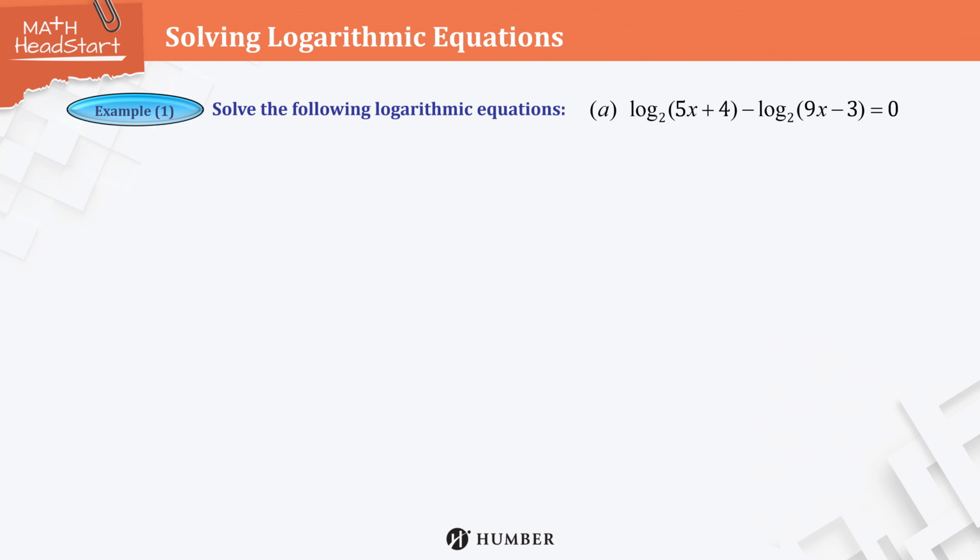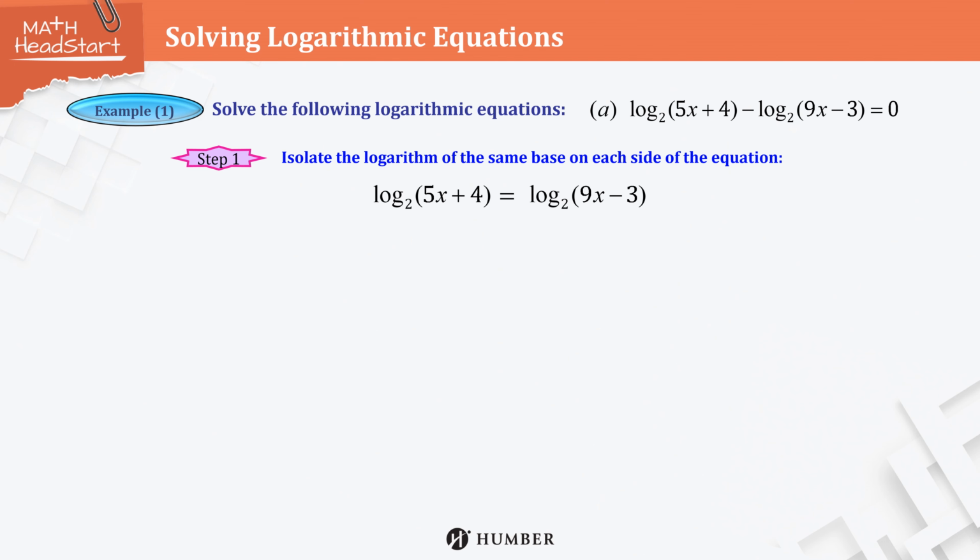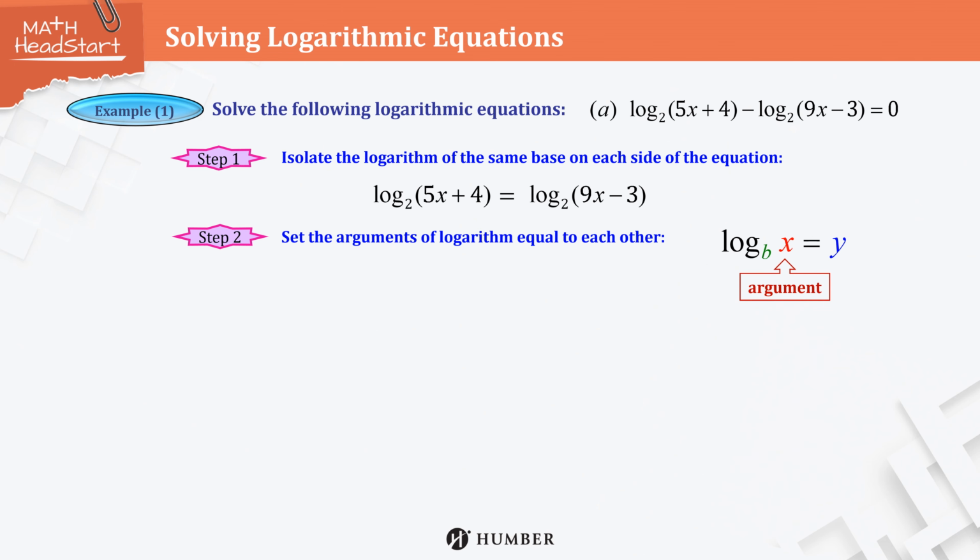Let's start with the first example. First, we need to isolate the logarithm of the same base on each side of the equation. To do so, move the second term to the right side. For this question, we can see the logarithm with the same base on each side. Then we need to equate the argument of the logarithms. Just simply drop the logarithms and set the arguments equal to each other.